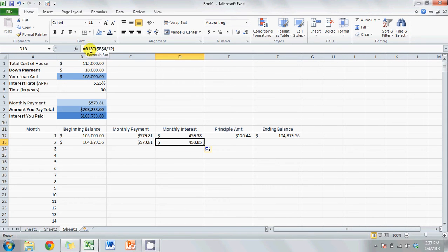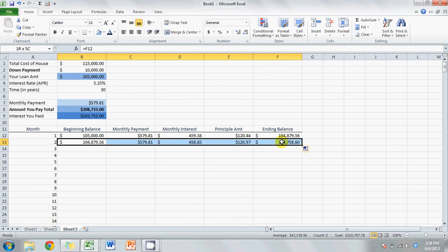So now the principal payment is all set. You don't need to absolute anything. You don't need to hit F4, so you can just copy and paste that down. The ending balance, again, is something that we want to move down. We don't need to absolute anything, so we're just going to copy that down. So now we have a whole row of formulas that we want to copy. And we want to copy them to all 360 months or 360 payment cycles.